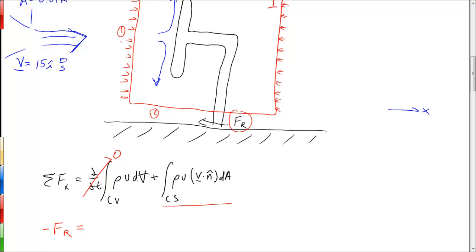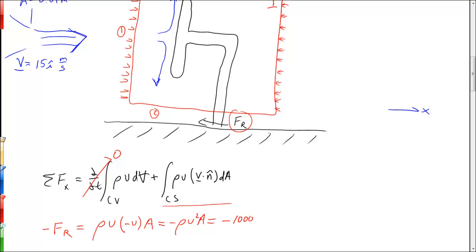And if we consider this to be uniform velocity and uniform density, then the integral is fairly straightforward. We end up with density rho, u, the speed, u is u. V dotted with n is u times i hat dotted with minus i hat, because n is pointing outward to the left. So we get another minus u times the area. So that gives us minus rho u squared A.